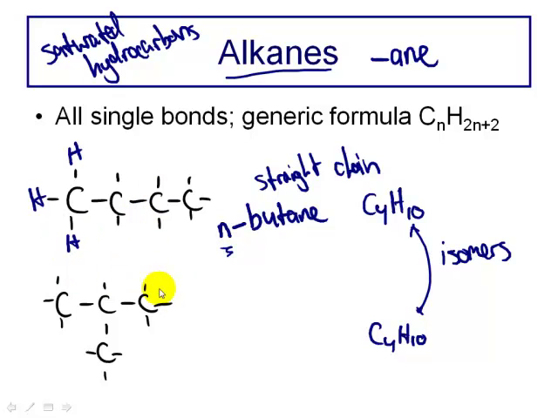You would in fact expect that the one on the bottom would have a lower boiling point because there's less opportunity for it to interact with other molecules of the same type. This one here, because it is more spread out, has a greater surface area, and is going to have more contact with other molecules, and therefore stronger intermolecular forces between the molecules.